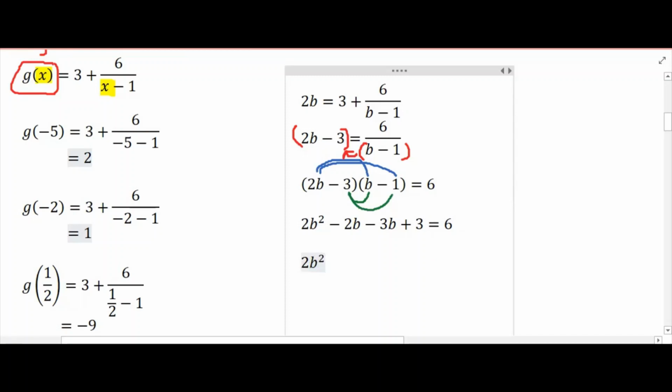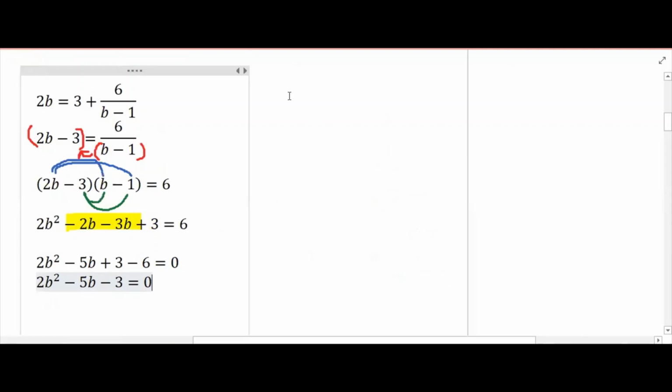So 2B square, and then this we can simplify. Negative 2B, negative 3B becomes negative 5B. And then plus 3 minus 6. I move the 6 to the left hand side. So 2B square minus 5B plus 3 minus 6 is how much? Negative 3. Okay, here I teach you directly using the calculator.